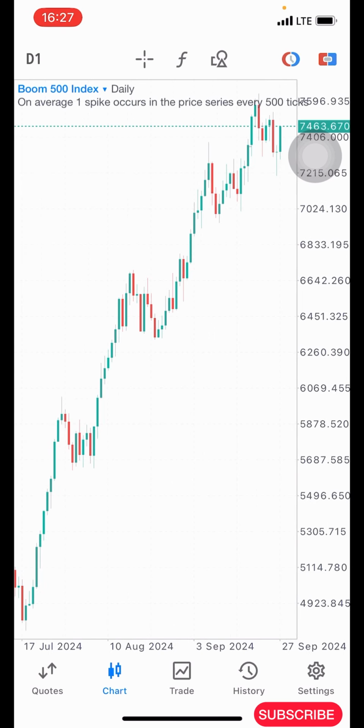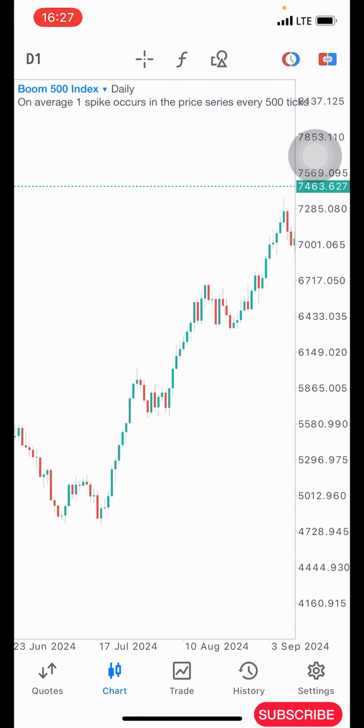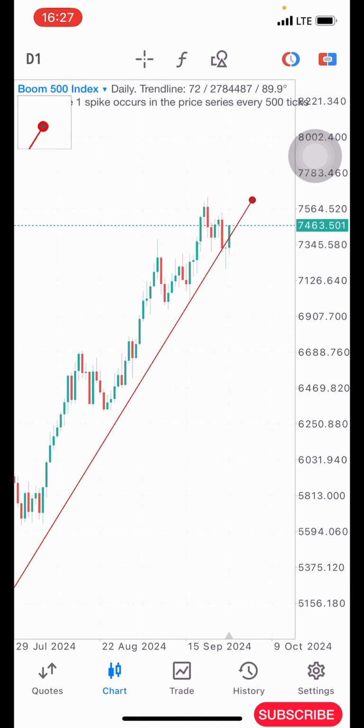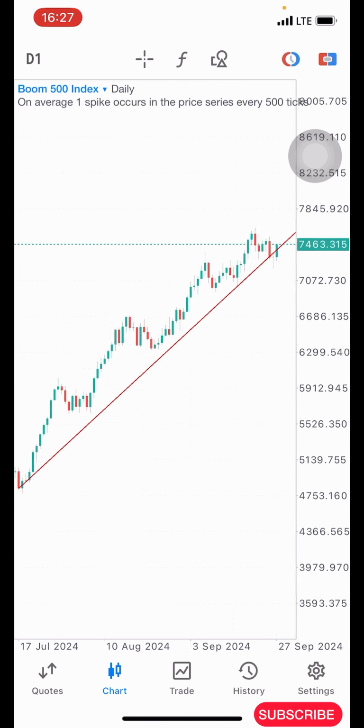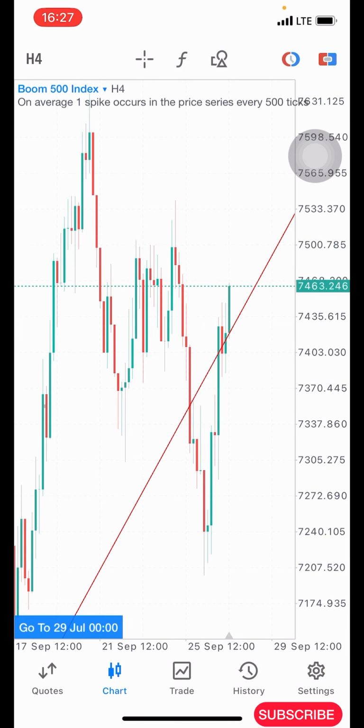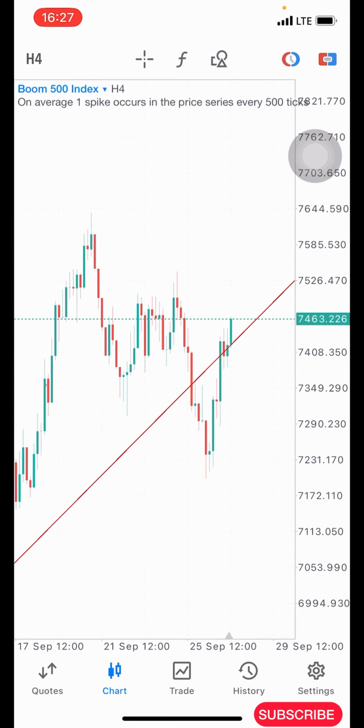So now I will identify the trend by using my trend line. As you can see right now, after marking it out like this, you can see that we are in an uptrend, right? So now I'm going to step down to the 4 hour to see what the market is doing.